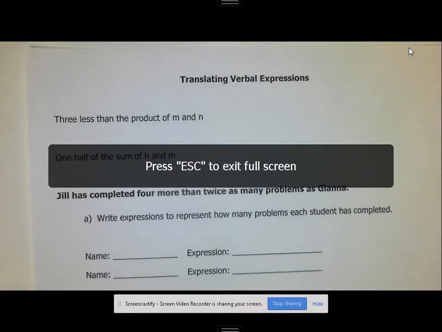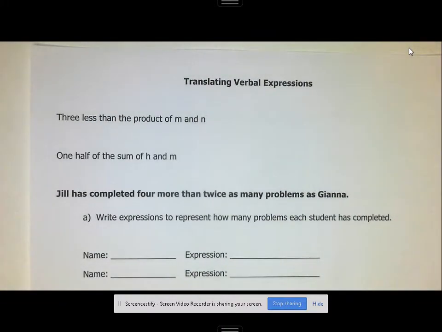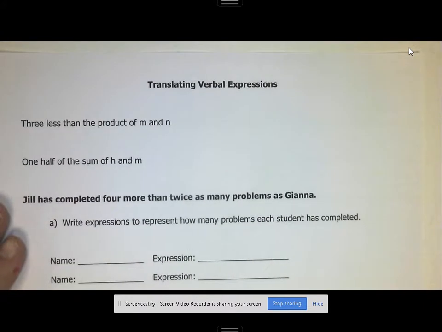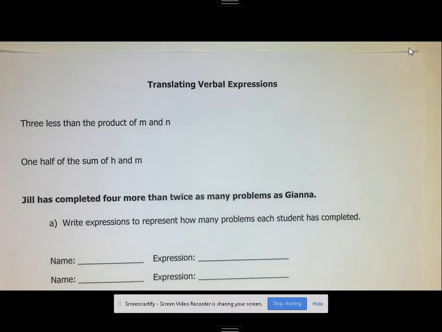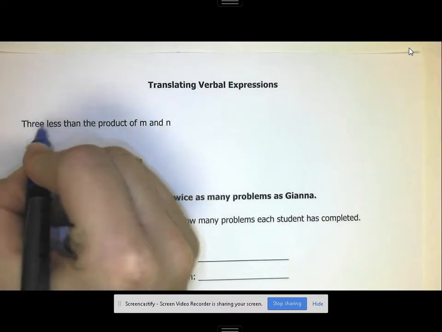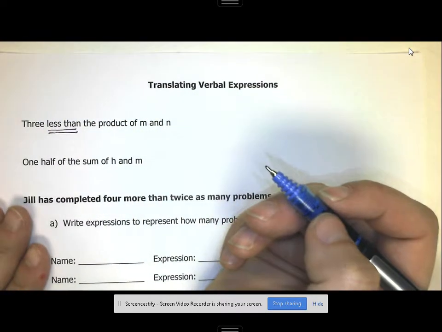Right, in this video, I'm going to quickly review how to translate verbal expressions. When I say translate verbal expressions, I mean that you're given the expression in words and you need to change it into terms. This says 3 less than the product of m and n.